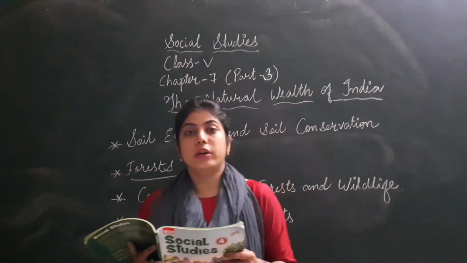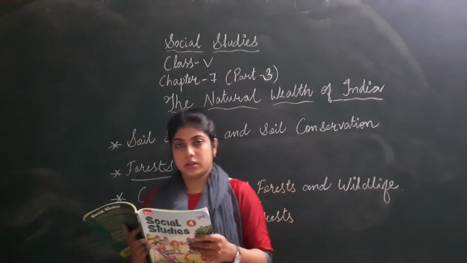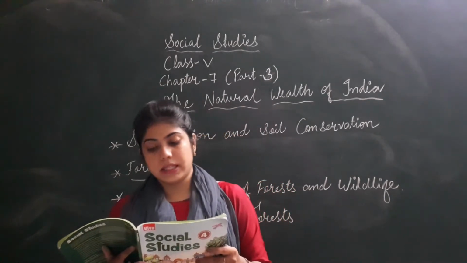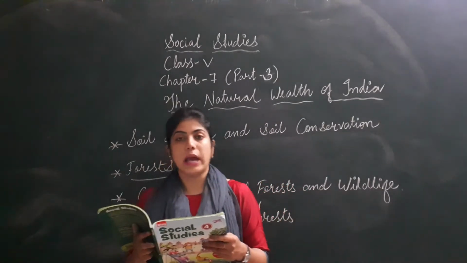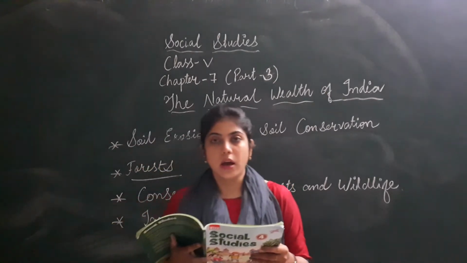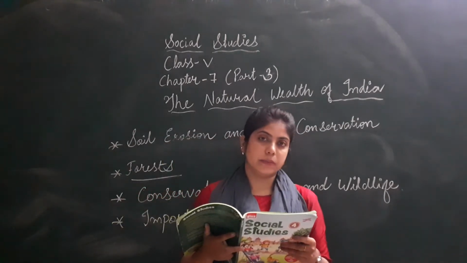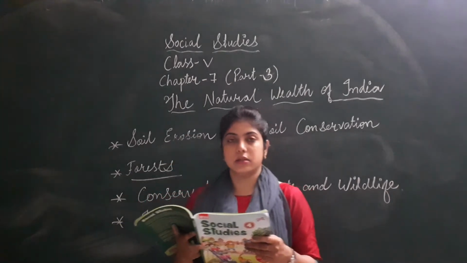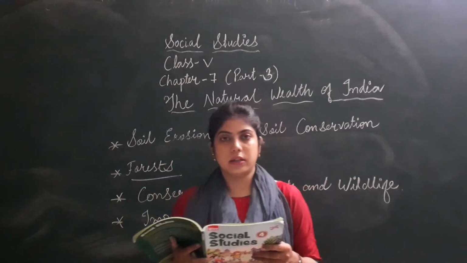So these are the certain steps taken by the government to protect wildlife. There are also several organizations that help in giving protection to these animals. They are the SPCA, that is the Society for the Prevention of Cruelty to Animals, and PETA. PETA is People for the Ethical Treatment of Animals. They also take initiative to save animal life.